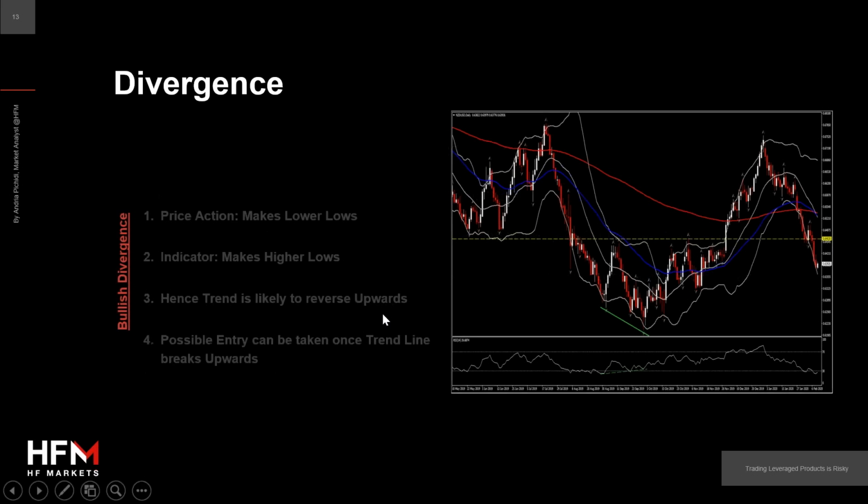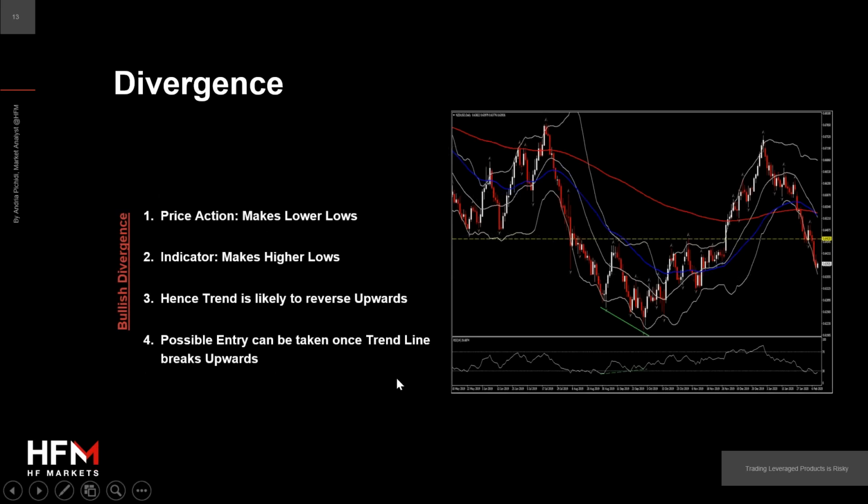I have put some examples over here in a daily chart. This is Kiwi. This is a bullish divergence, because even though the price was falling, I keep having lower lows, RSI started providing higher lows.